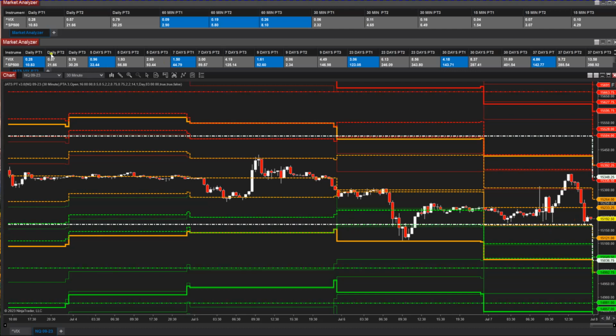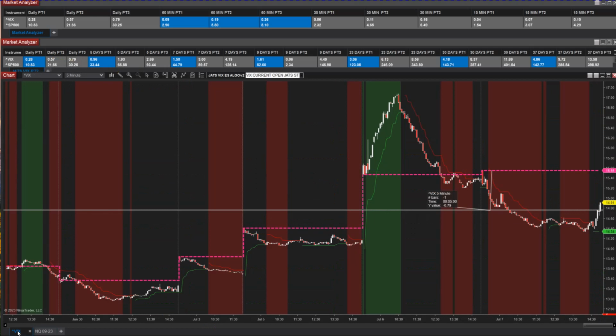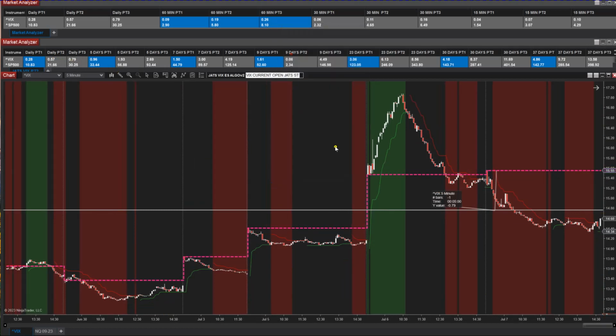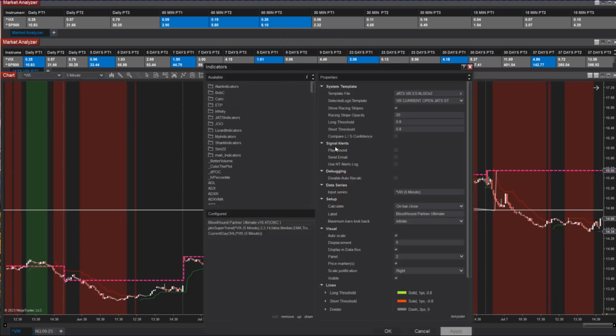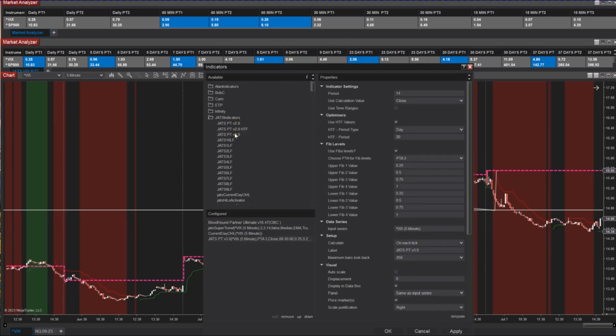And then use the range to get an idea of where you are on a daily basis. You can look at the first standard deviation, the second, and the third. It works pretty good to keep you in check of where you are. You can also put the JATS PT levels on the chart. So you can put a daily range up.